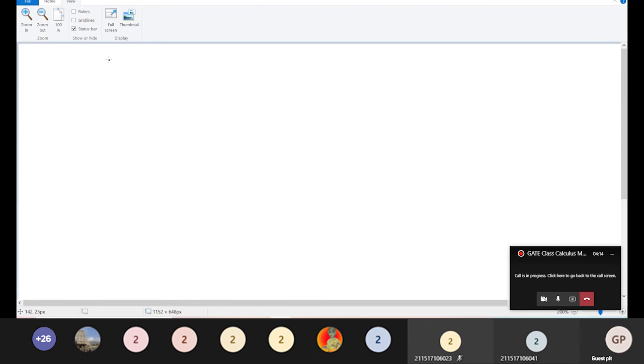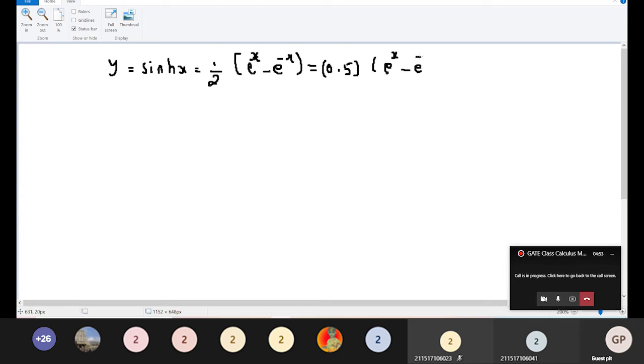Suppose you are taking y equal to sinh x. That can be written as 1 by 2 into e power x minus e power minus x. In other words, 0.5 into e power x minus e power minus x. Nth derivative. This is y.